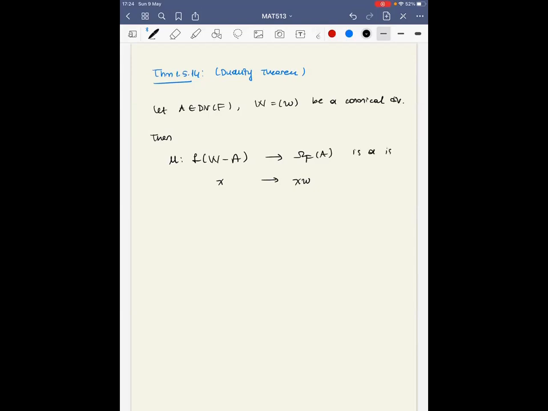And indeed, our claim is to show that this is a vector space isomorphism over K. And thanks to this isomorphism, we can directly conclude that the dimension of this Weil differential space of A, that means this is the index of specialty, is equal to the dimension of the Riemann-Roch space of W minus A.